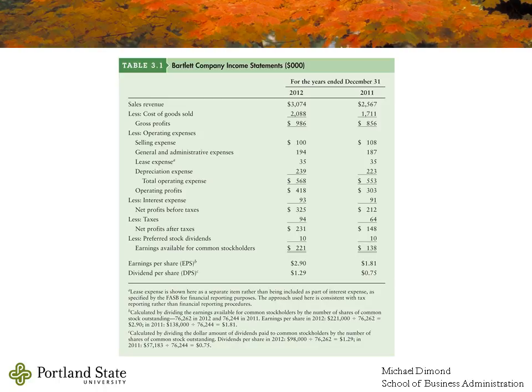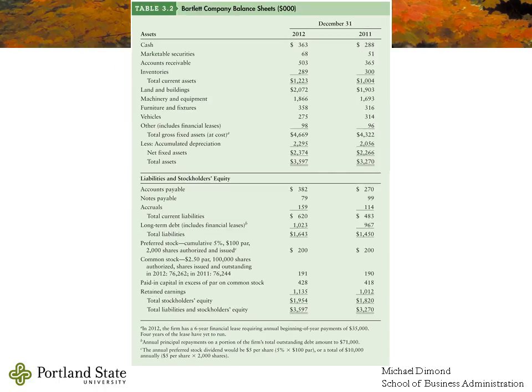When I'm talking about profit, I'm going to use the accounting term net income, and what I'm talking about is net profit after taxes. So in 2012, the Bartlett Company had a net income of $231. The net profit after taxes is going to be the line I'll use for net profit. The income statement is fairly standard.